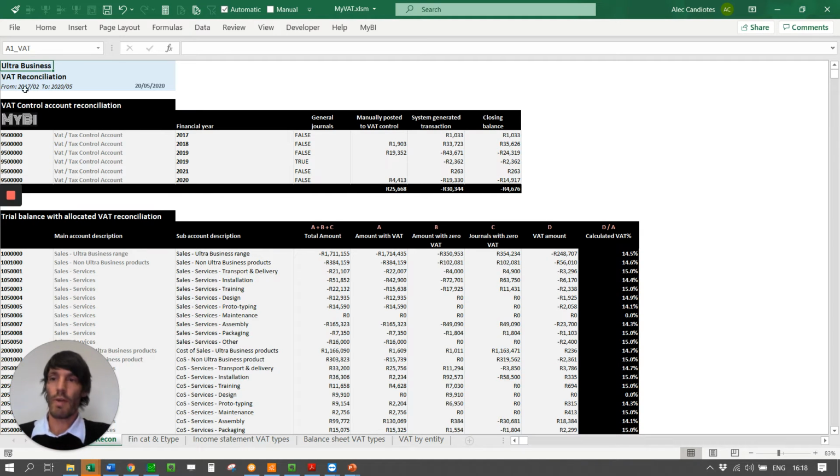So here it starts off with a VAT recon. This is the VAT recon over the time that you've got. The balance currently is 4,676. That's a credit, by the way. If it's minus in a database, it's credit. If it's plus, it's a debit.